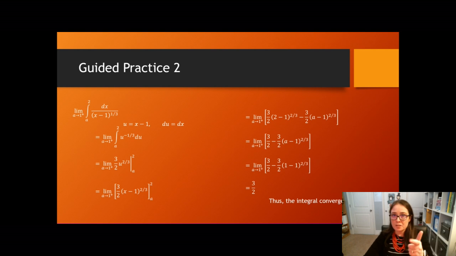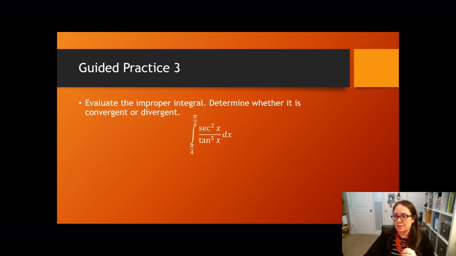Okay, so we saw an infinite discontinuity and an infinite limit example. Here's one more for you to try on your own.